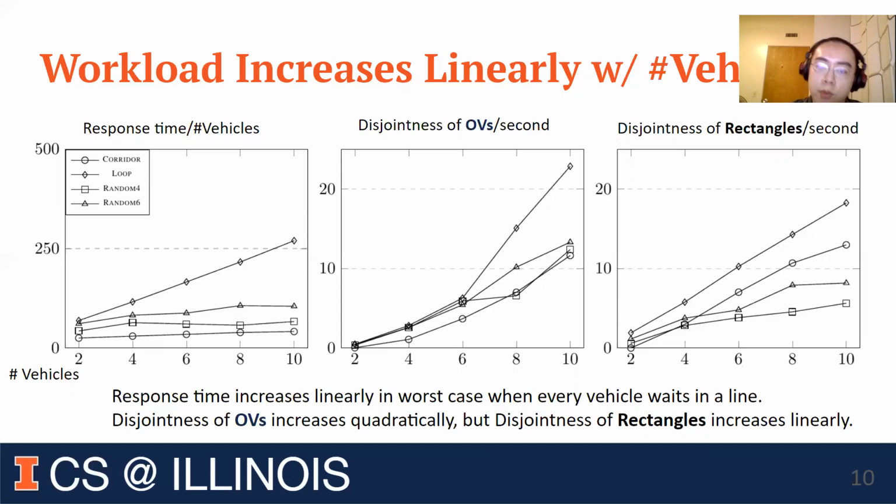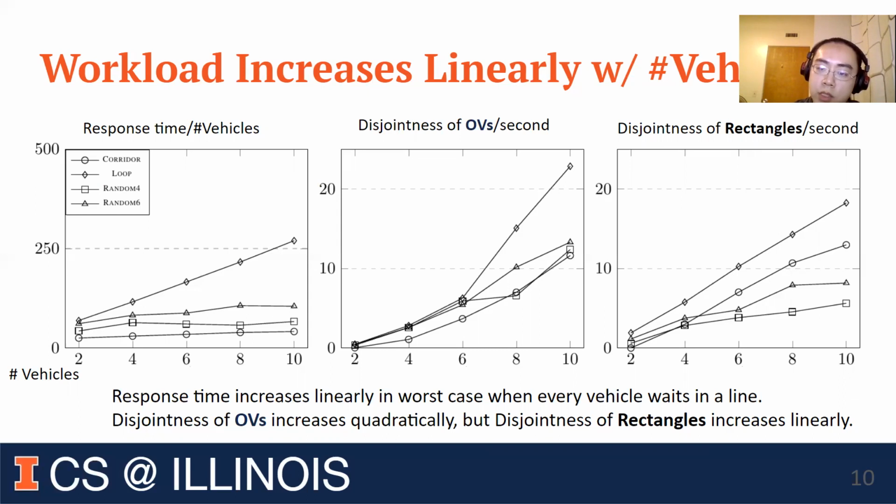To measure the workload on the Airspace Manager, we measure the number of disjointness queries on the operation volumes per second, and we find that the disjointness queries of operation volumes increase quadratically in the worst case, because in the worst case it has to compare each pair of participating vehicles in the system. But we also measure a more fine-grained metric, which is directly checking the disjointness of each region. In our experiment, these are rectangles.